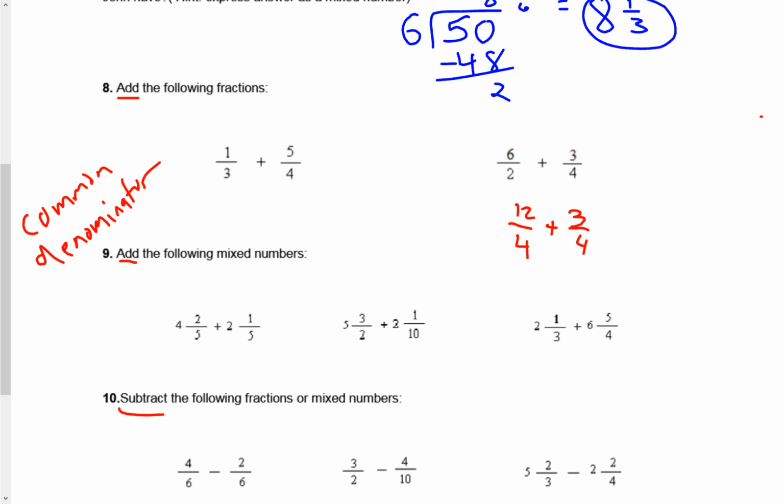All right. Now if we add them together, you get 15, and you keep the denominator of 4, 15/4. Or if you wanted to change it to a mixed number, which it doesn't say either way, you can do it as 3 and 3/4.